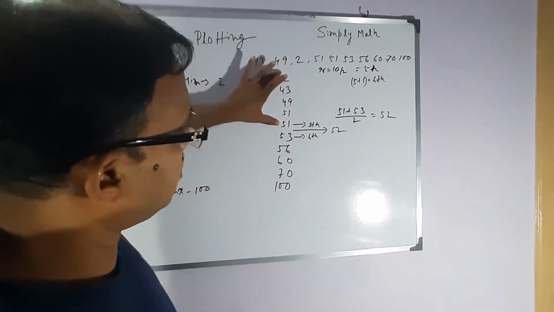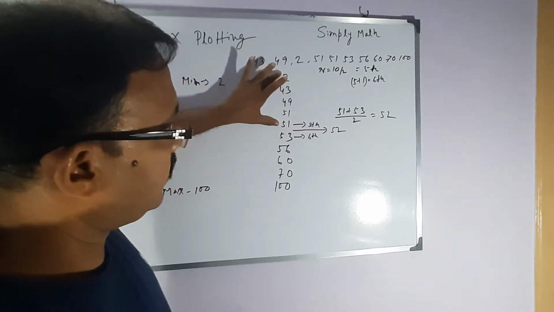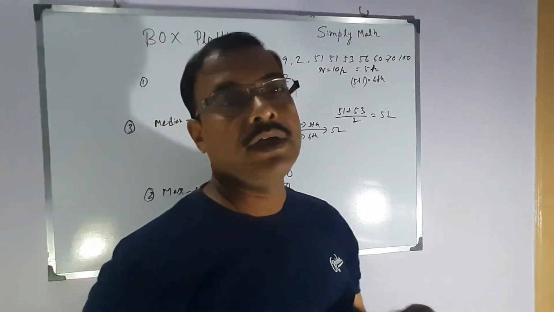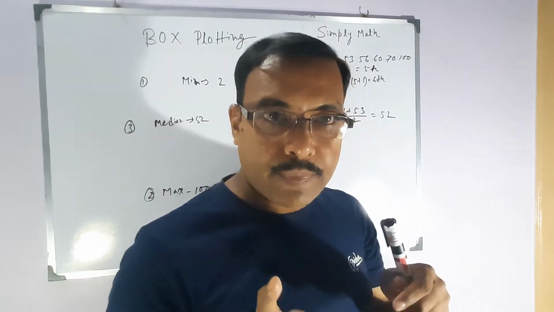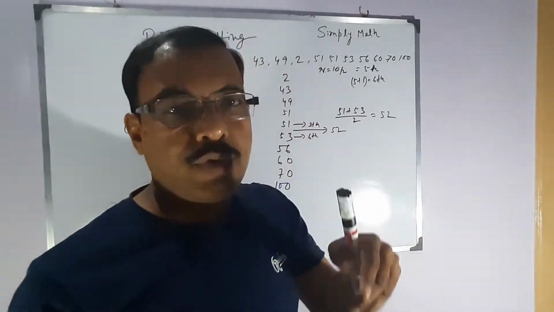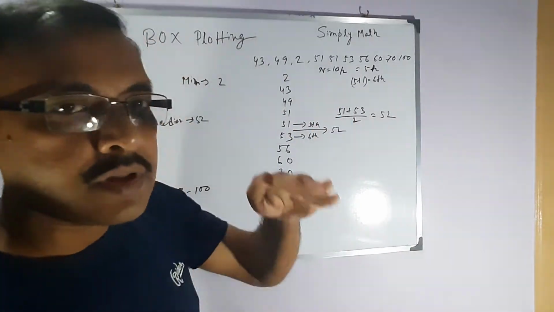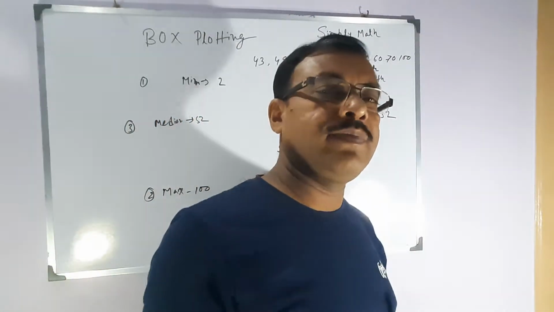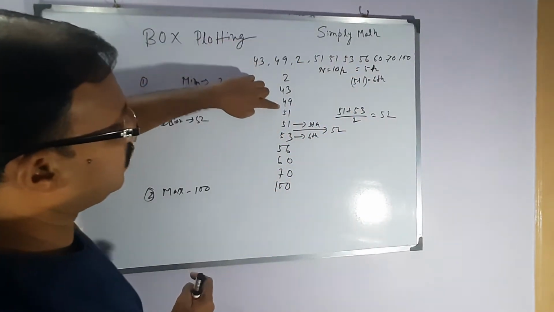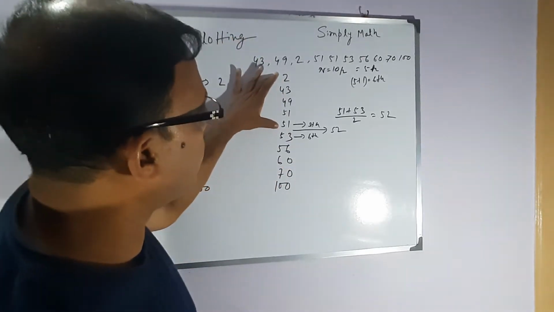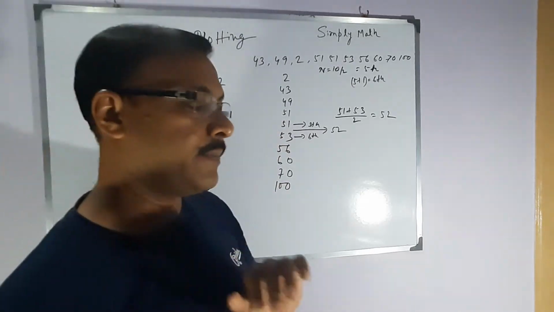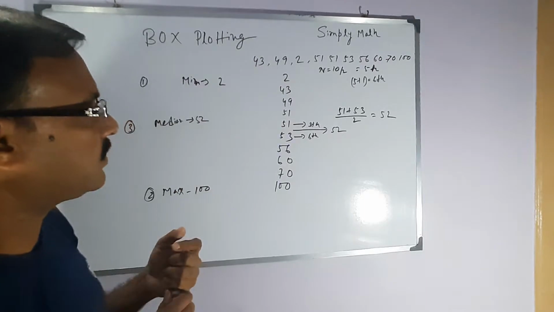Now the total data set is 10 numbers. So below the median is one data set, and above the median is another data set. I can explain it as a subset. So what is my subset? The first subset is 1, 2, 3, 4, 5. This is my first subset, and this is my second subset, right?